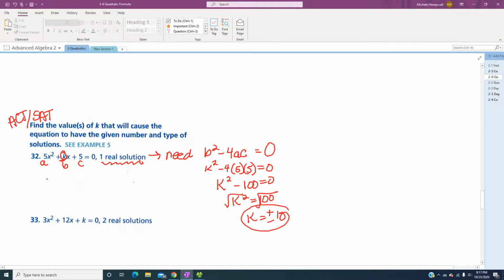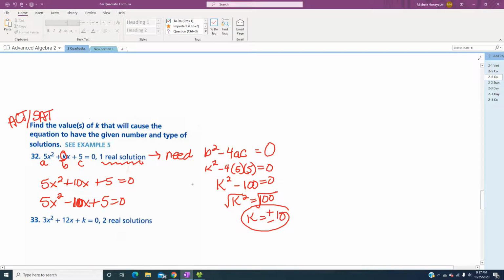So if I had the function 5x squared plus 10x plus 5 equals 0, that would have one real solution, or 5x squared minus 10x plus 5 equals 0. Each of these would have one solution, not two.